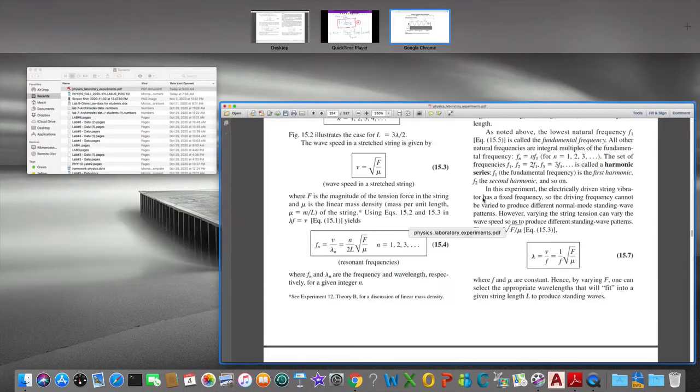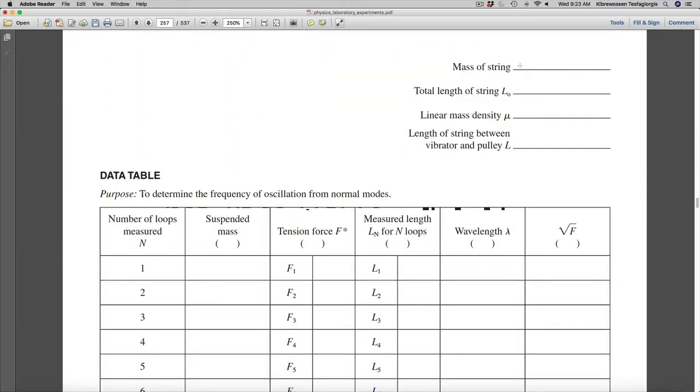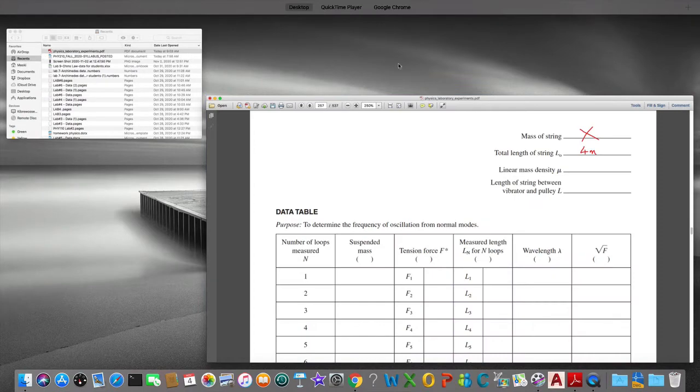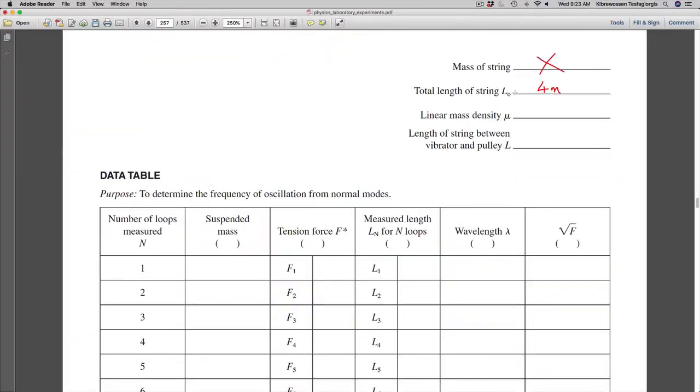So what we're going to do is come here and fill this in. The mass of the string, you don't need. The total length of the string is given, so that value will be 4. And mu for this particular experiment is already given. It's 3.2 times 10 to the power of minus 3, that means 0.0032, and its unit is kilogram per meter.